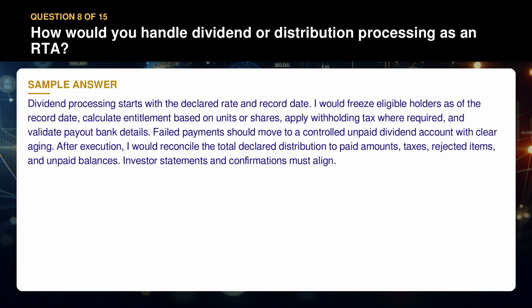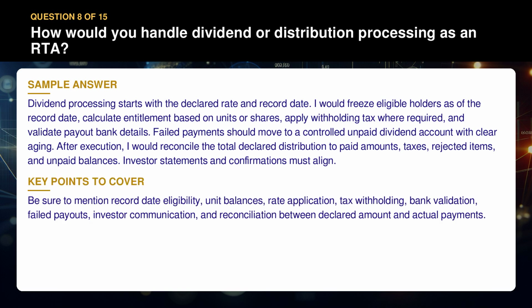After execution, I would reconcile the total declared distribution to paid amounts, taxes, rejected items, and unpaid balances. Investor statements and confirmations must align. Be sure to mention record date eligibility, unit balances, rate application, tax withholding, bank validation, failed payouts, investor communication, and reconciliation between declared amount and actual payments.